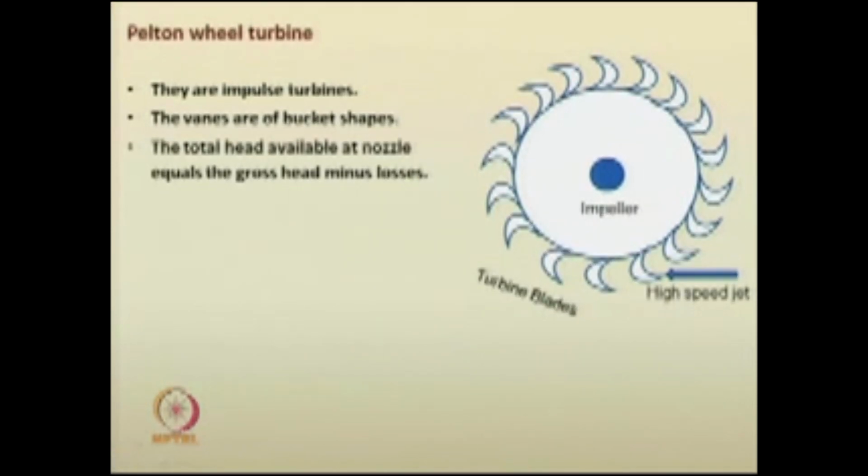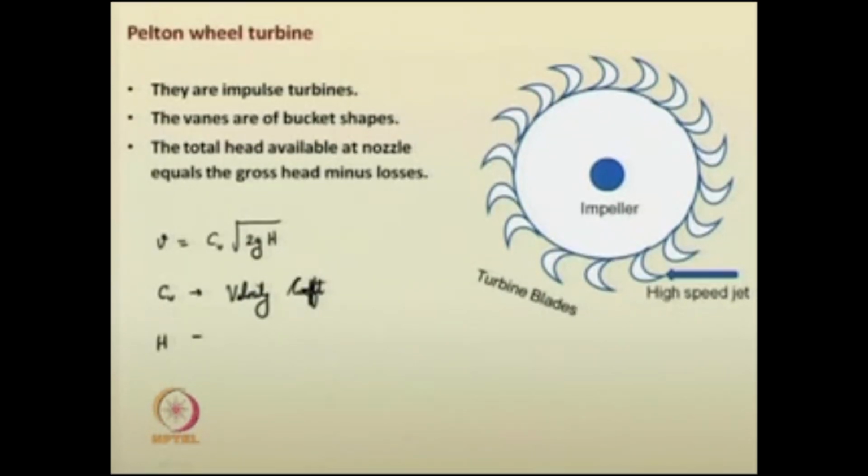Say in this particular situation, for the high speed jet, the jet velocity V we can give as some coefficient C_v into root 2gh. C_v is the velocity coefficient, h is the energy head or hydraulic head at that location. C_v is approximately 0.97 to 0.99.